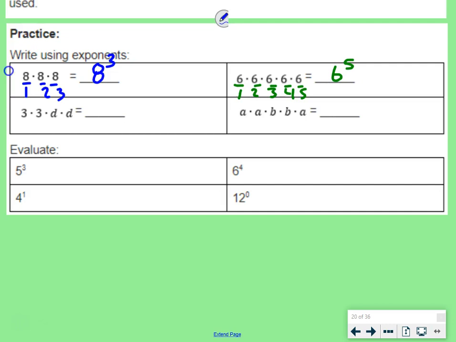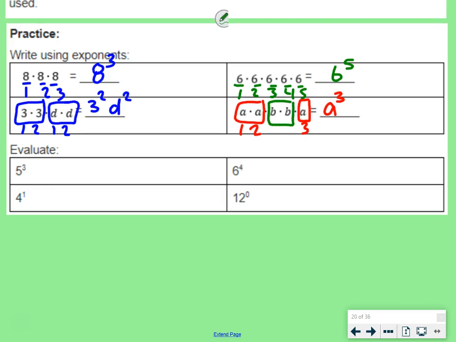Now here, we have 2 different bases. We have 3 and D. There are 2 3's, so it's 3 to the 2nd power, and there are 2 D's, so it is D to the 2nd power. And then here in the last one, we have A's. You gotta kind of look all through the problem. So we have the base of A, and there's 1, 2, 3 A's, so it's A to the 3rd power. And then here we have 2 B's, so it would be B to the 2nd power.